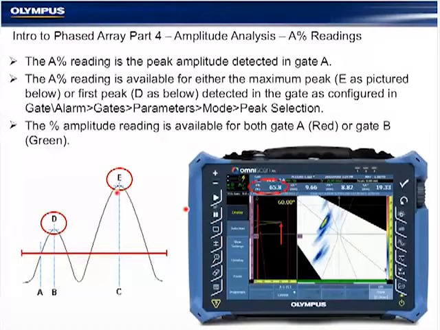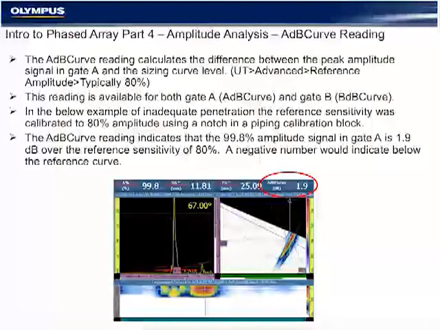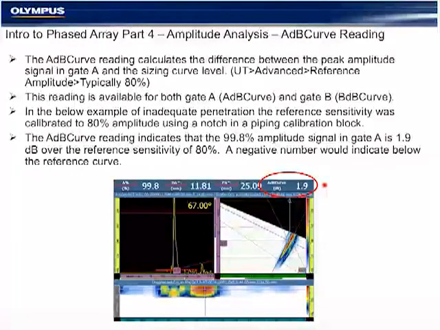So maximum amplitude in gate A, in this case, we see 65.8%. We have a reading specifically associated for gate A and gate B. There are readings in the software that give us amplitude as dB above or below our reference. Even though we have a 200% signal that we can only see 0 to 100, I can arrive at the dB in relationship to my 80% reference by using one of these readings. And these come in several different variations for the various code requirements.